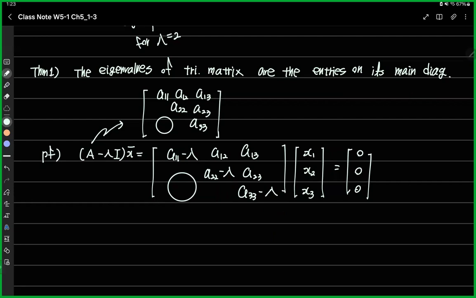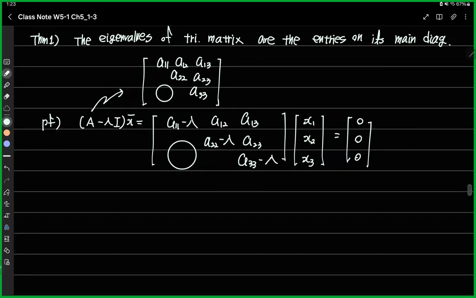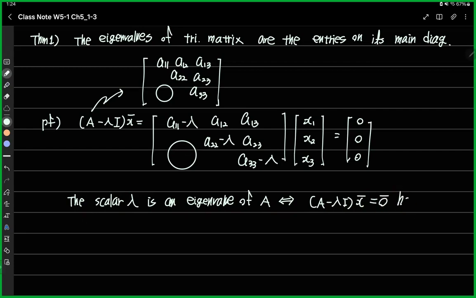So the scalar lambda is an eigenvalue of matrix A if and only if what? If and only if the homogeneous system A minus lambda I times x bar equals 0 has a non-trivial solution. A non-trivial solution.